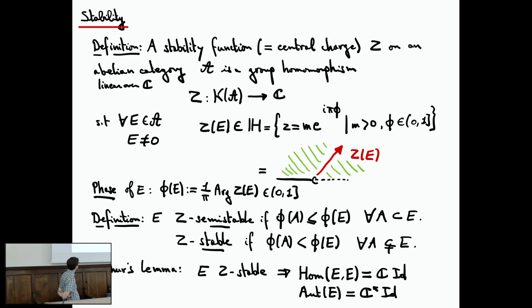And the only restriction is that this complex number should live in the upper half plane. So if you think of C as being the complex plane, then you want all of these complex numbers to be of the form m e to the i pi phi, where m is positive. So you want to get non-zero numbers as long as you look at a non-zero class of a non-zero object. The exponent phi we'll call the phase. You want this phase to be between 0 and 1, so you want the argument of your complex number to be between 0 and pi, in the upper half plane. You exclude 0 for your phase, and you include 1. So you exclude the positive real locus, but you include the negative real line.